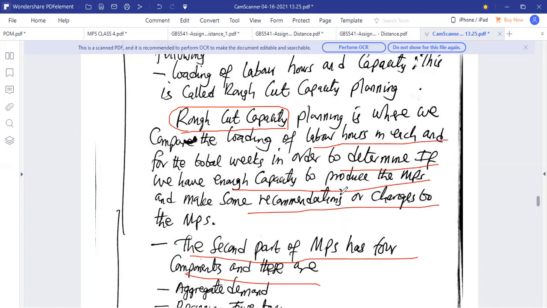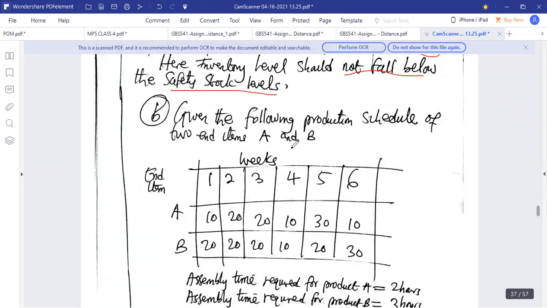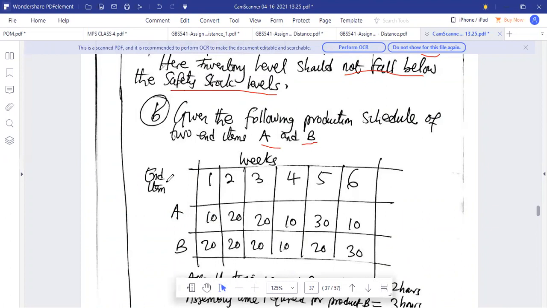So now we can go to an example here where we need to look at the rough cut planning. This also is coming from the pamphlet. Given the following production schedule of two end items A and B, we have end item A. We have this company operating 6 weeks. So the production of this end item A in week one is 10, then 20, 20, 10, 30, 10. These are the production of item A and item B. These are the productions we need.